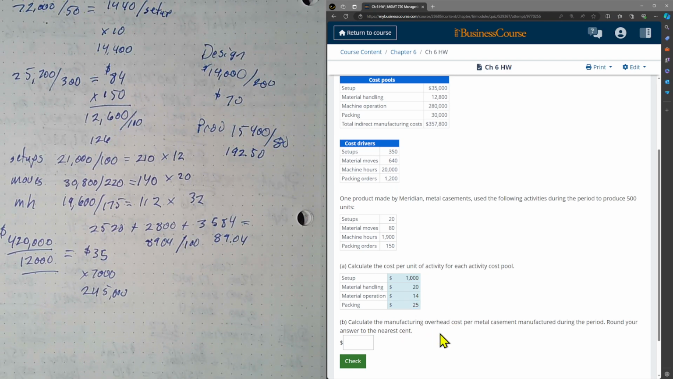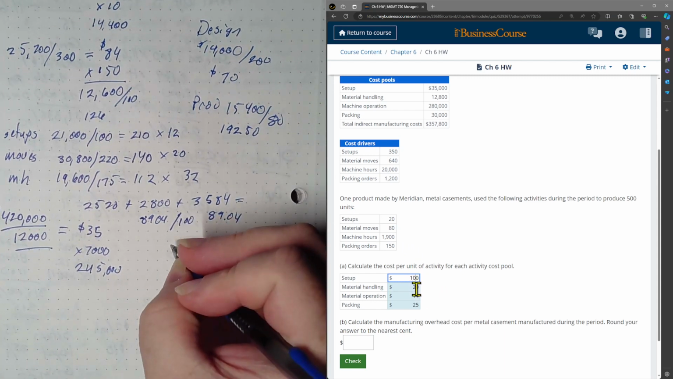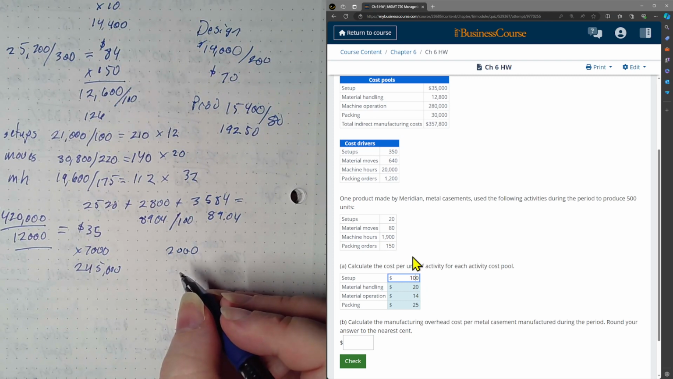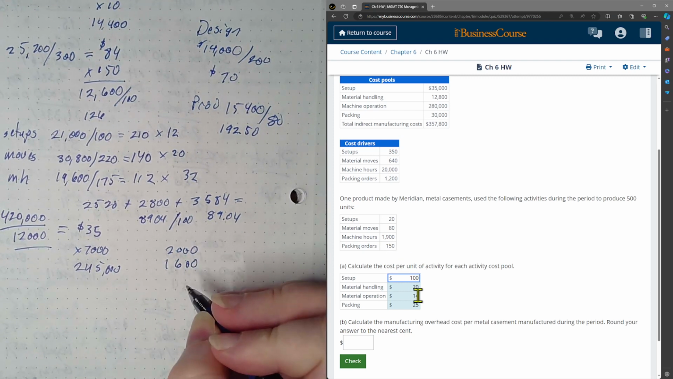Then it says calculate the manufacturing overhead cost per metal casement. So we want a per-item cost. So metal casement used 20 of these setups. Is that right? Did I do that right? 35,000 divided by 350 equals 100. Okay, no, I'm sorry, 100. I was thinking that number was too big. So we'll do 20 setups times $100 per setup. That's going to be $2,000. Then $20 times the material moves is going to be $1,600.